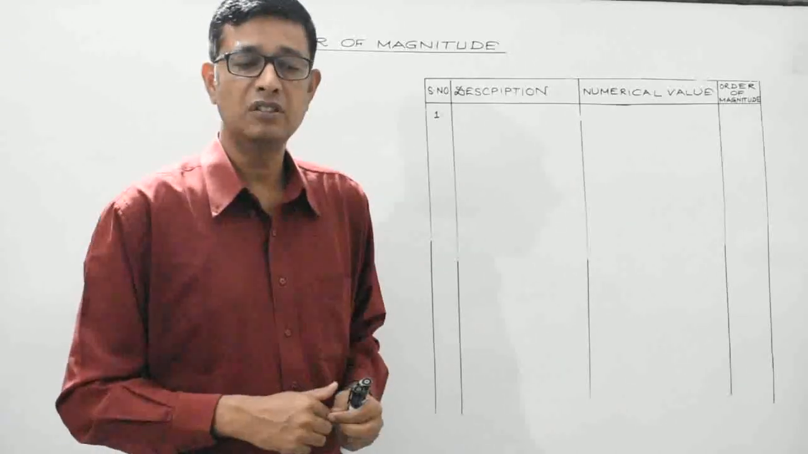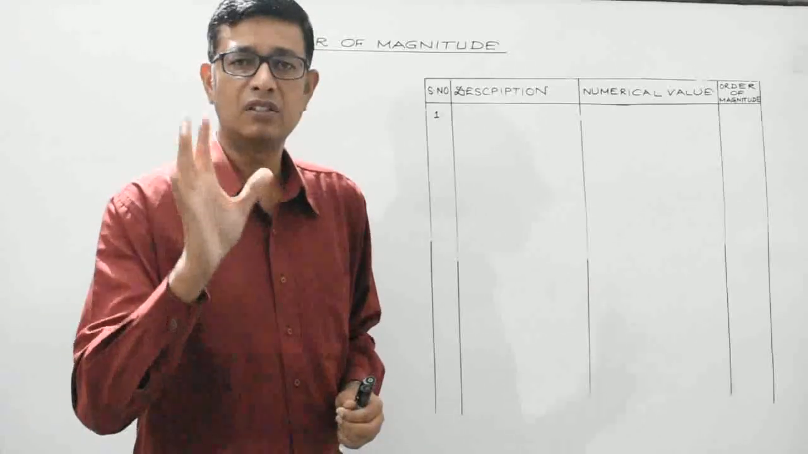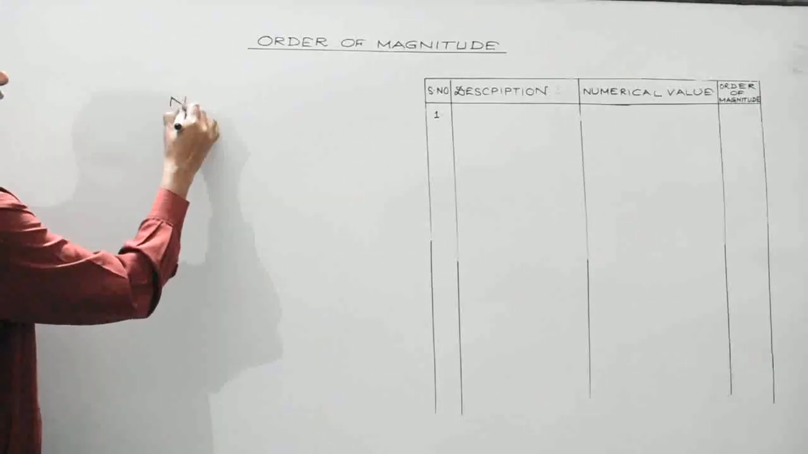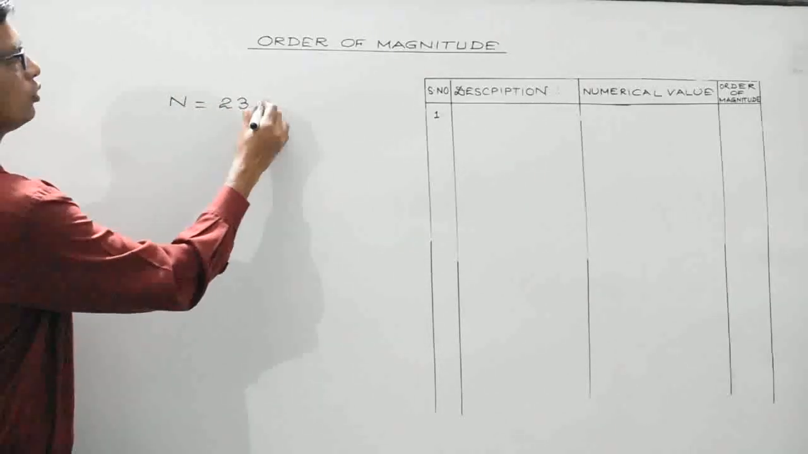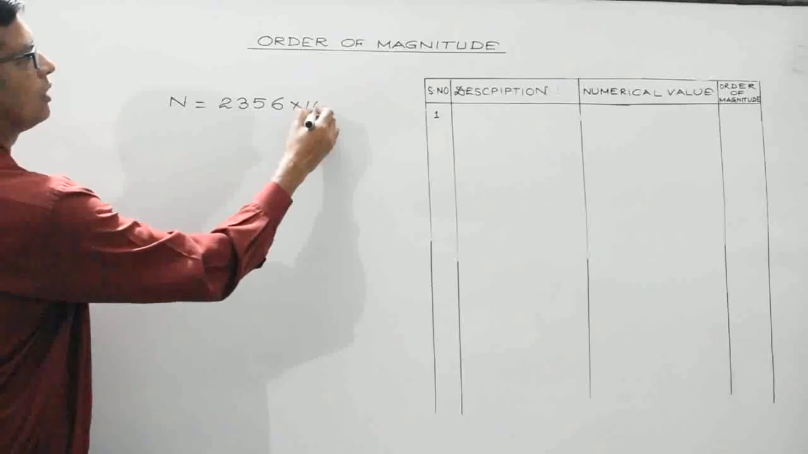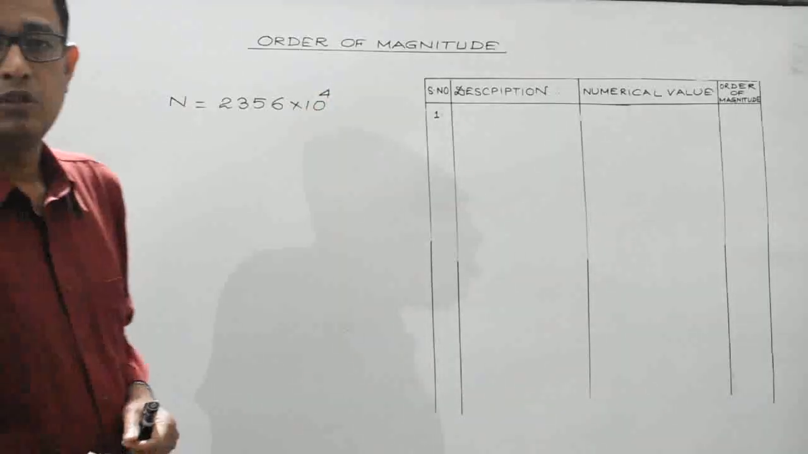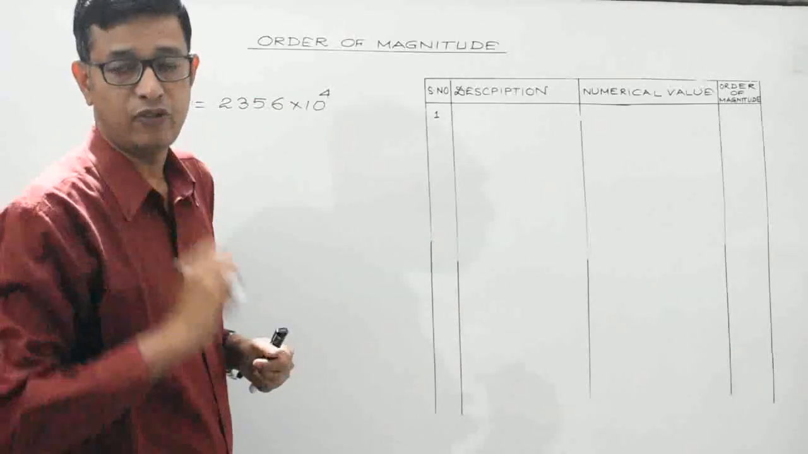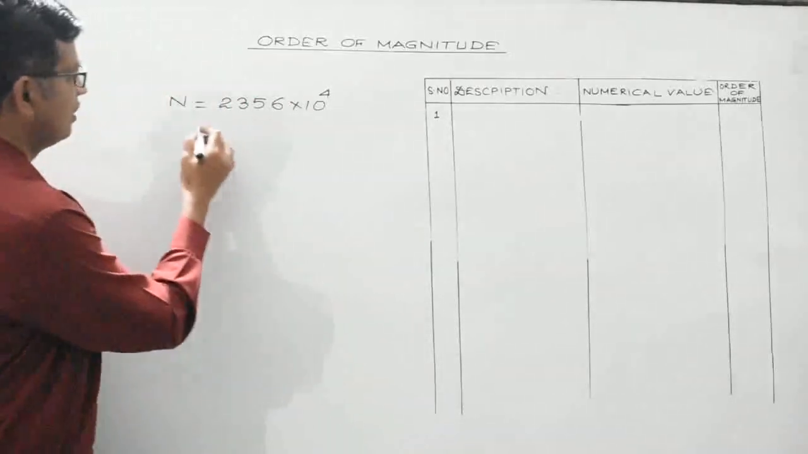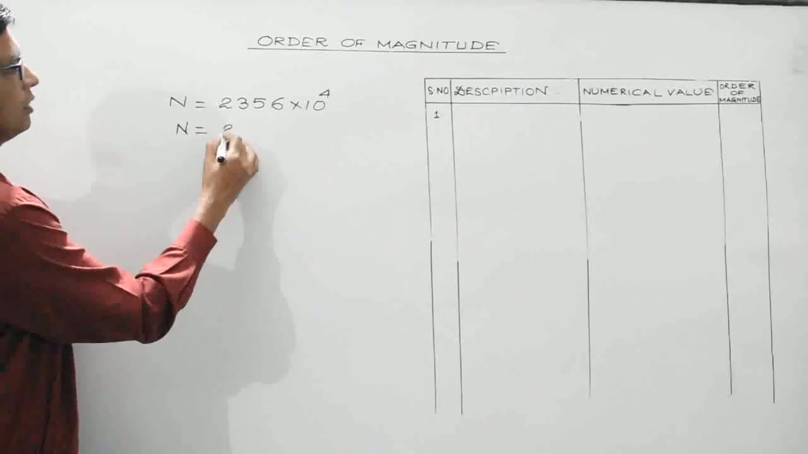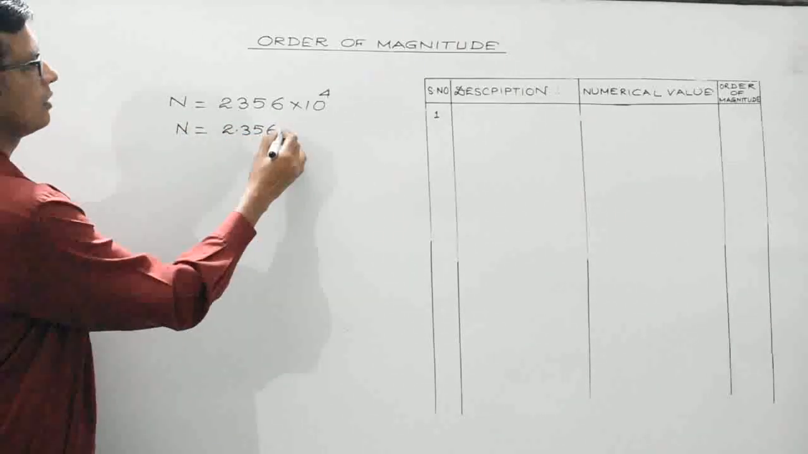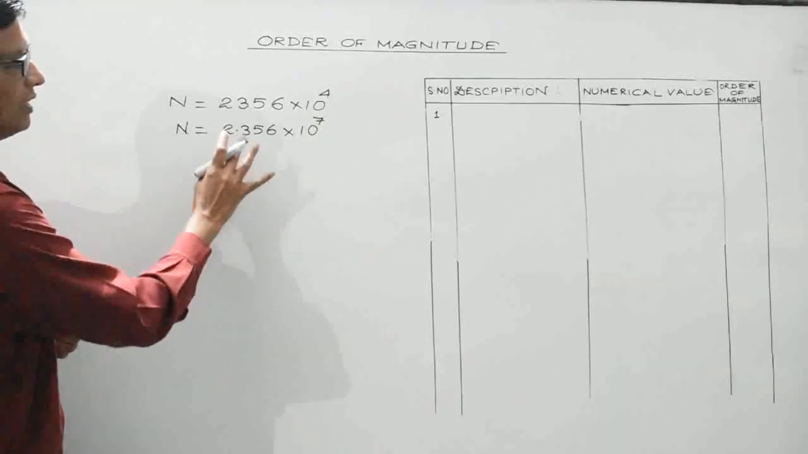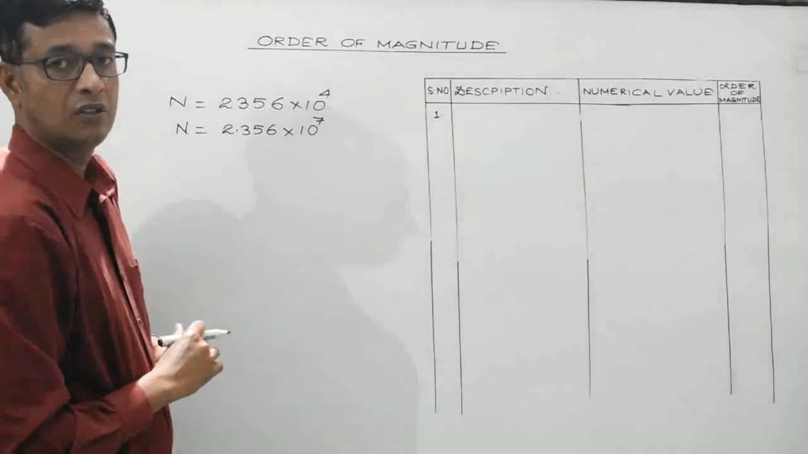Before proceeding further, I'll give you a simple illustration. Suppose a numerical value is 2356 into 10 raised to the power 4. First and foremost, we need to write this in the standard form. What is the standard form? It is written as 2.356 into 10 raised to the power 7. So that's the standard form, right?